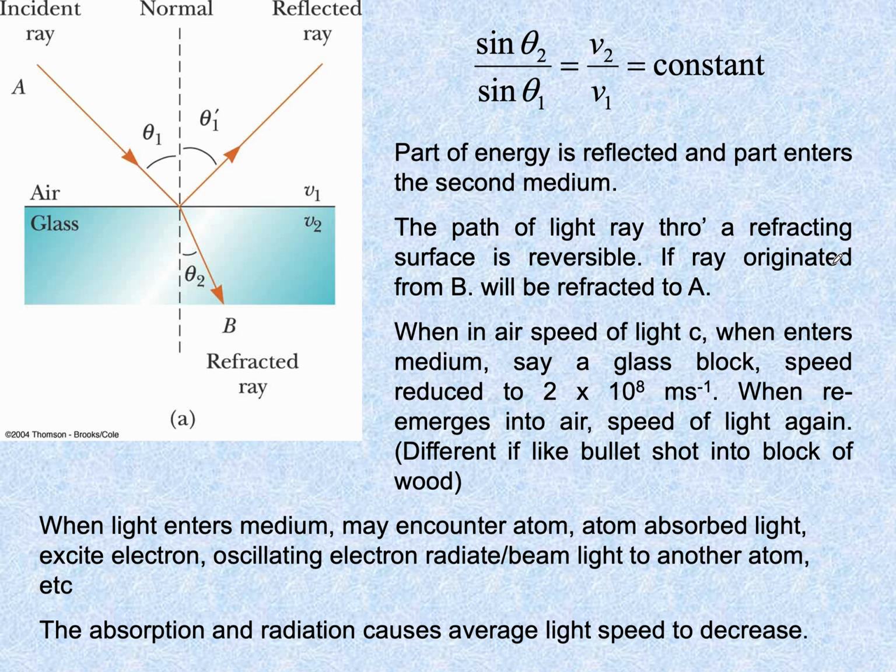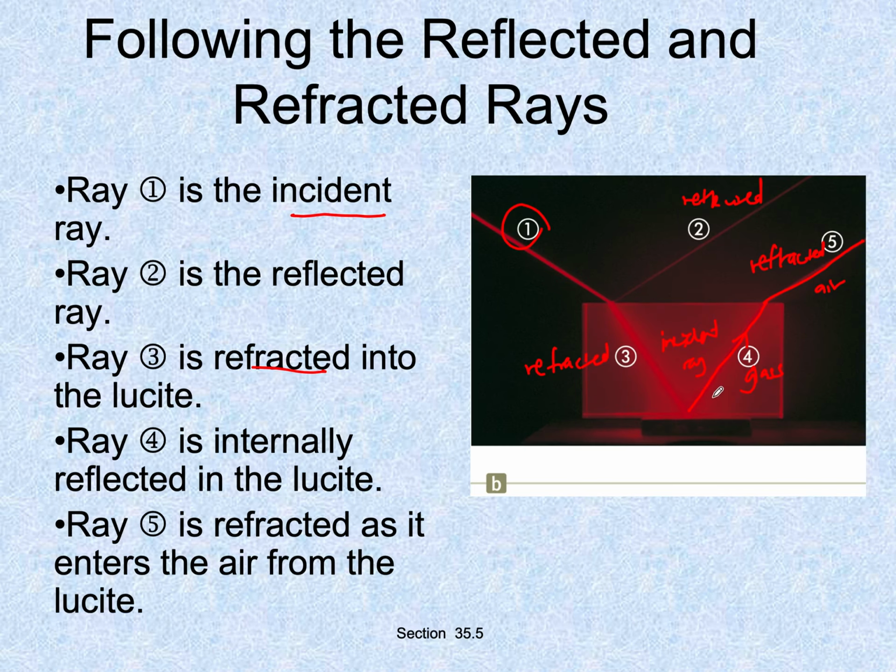Due to the different medium and different velocity of the light, a different angle will be produced. Part of the energy is reflected and part of it enters the second medium. The path of a light ray through a refracting surface is reversible. If the ray originates from B, it will be refracted to A. That is why in the previous image the incident ray from the glass can refract to the air.